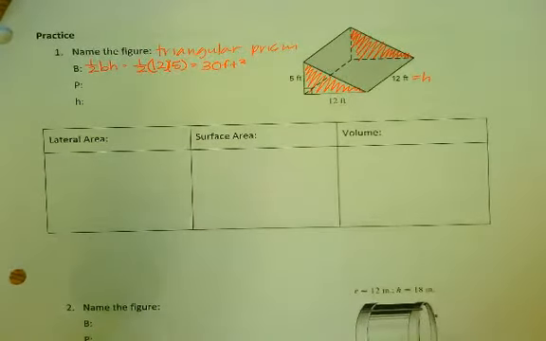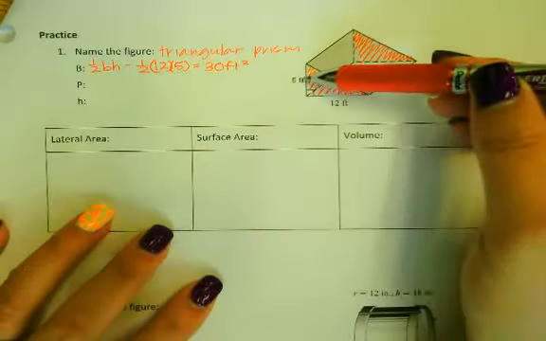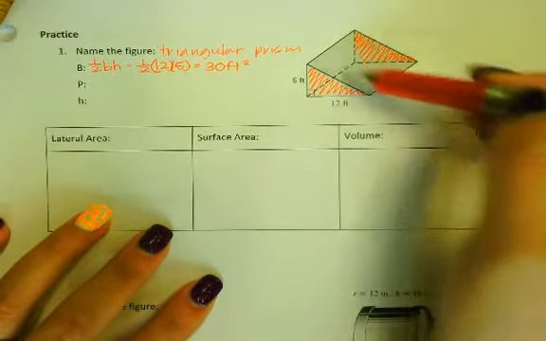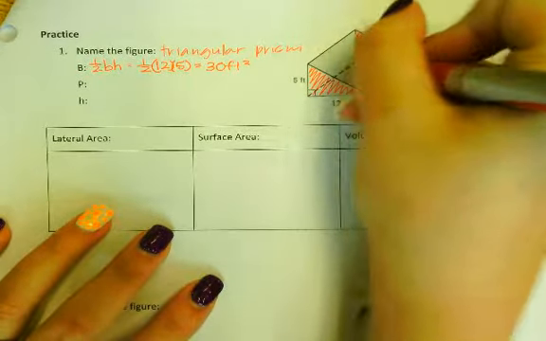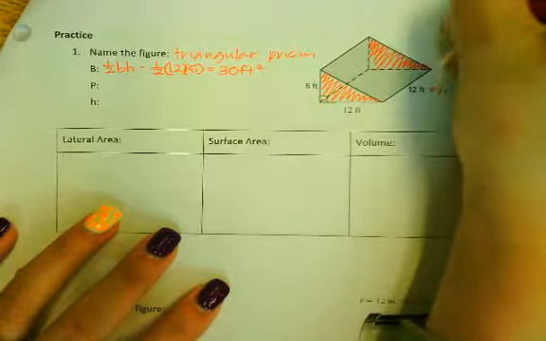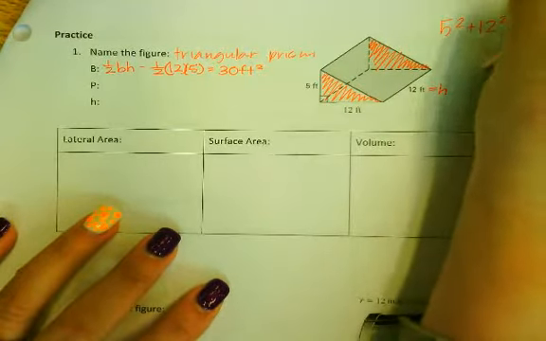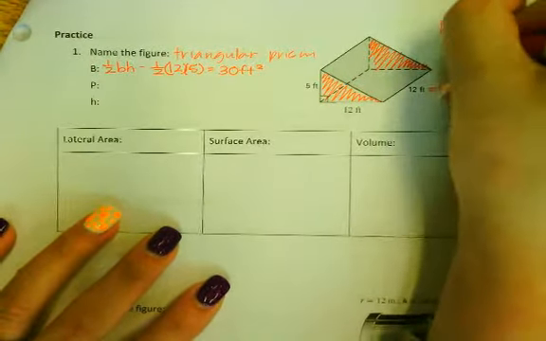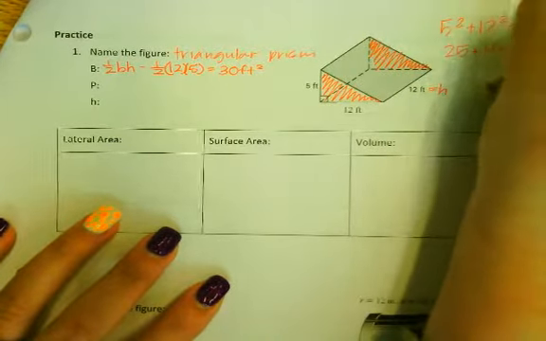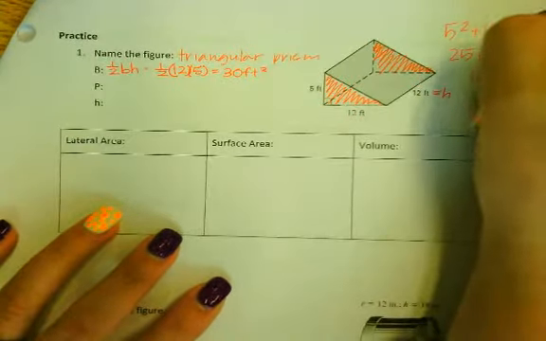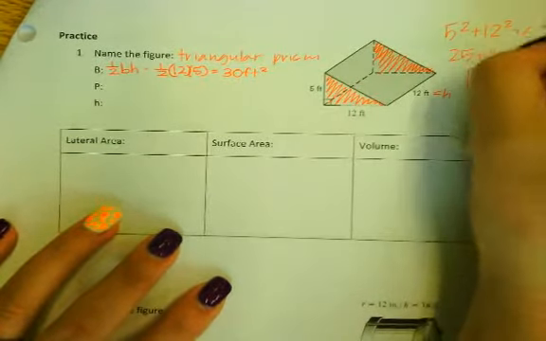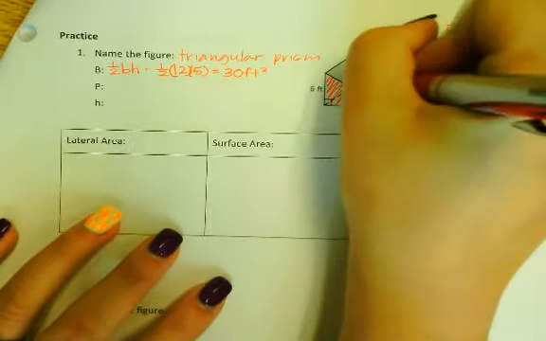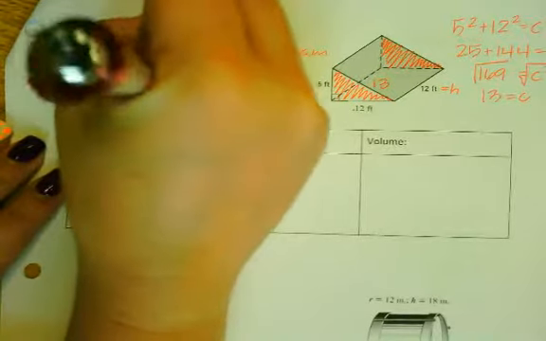Okay, what's capital P stand for? Perimeter of the base. Okay, I have 5 and 12. How am I going to figure out this missing side? Pythagorean theorem. If you know your triple, this will be easy. 13, but if you don't, you can do it the long way. 25 plus 144, 169 equals c squared. 13 equals c. Okay, so our perimeter is 5 plus 12 plus 13, which is what?